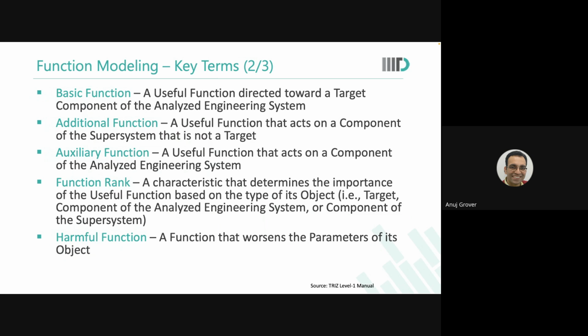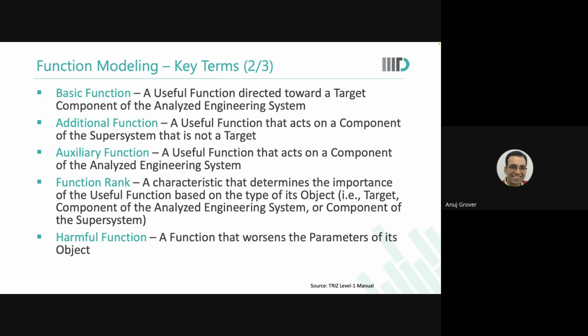Basic functions are useful functions towards the target of the engineering system. Additional functions are useful functions assigned or acting on the components of a super system that are not the target. And auxiliary functions are useful functions that act on a component of an analyzed engineering system. They're not even going to the super system level. They're acting within the engineering system.